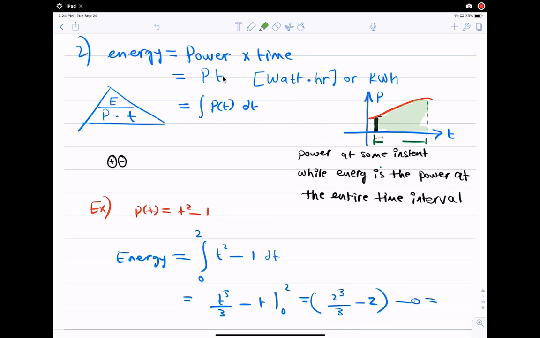Now just for your information, anytime you multiply two variables, it means that you're taking the area underneath the curve, which is integration. So you can use this formula, which is the integration of the power. If he gives you the power as a variable, let's say t squared minus 1, then you take the integration for the entire period from 0 to 2 hours of t squared minus 1, which is t cubed over 3 minus t from 0 to 2, and then you plug in, and you get the energy.